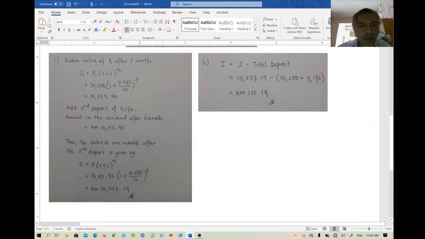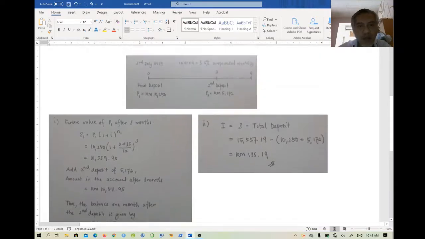So calculating these values, you get the balance in the account 1 month after the second deposit to be amounted to 15,557 ringgit and 19 cents. So that is the solution for the first part.